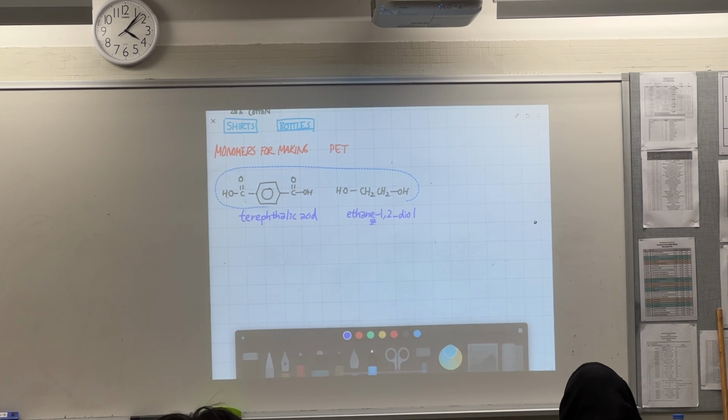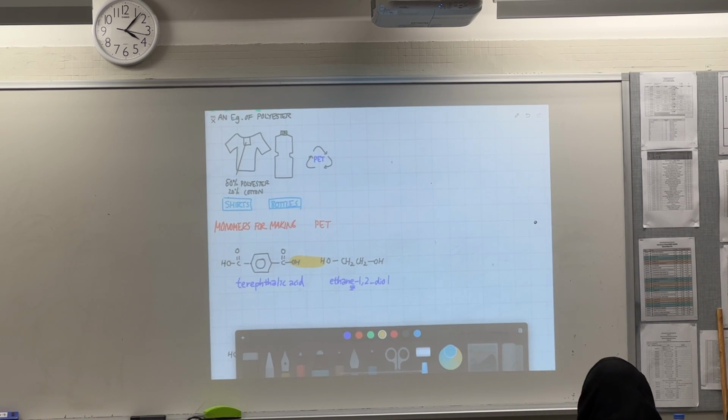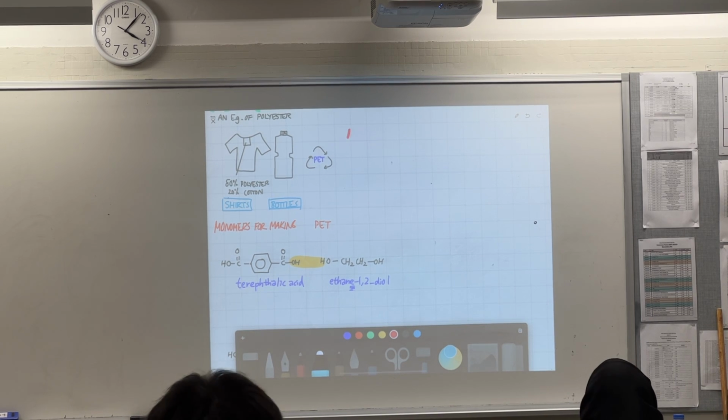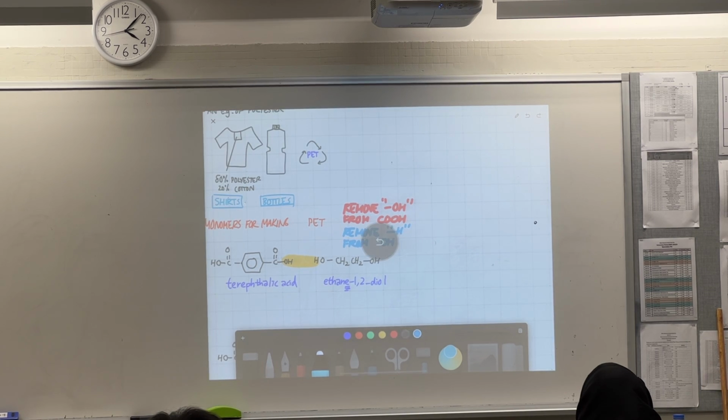So let's start. How do we draw the repeating unit? What do we take out? We take out the H2O. Remember, when you take out the H2O, you remove the OH from the carboxyl group, so remove the OH from the carboxylic acid. And then you remove the H from the alcohol, so remove the H from the OH group. These are what eventually form H2O.